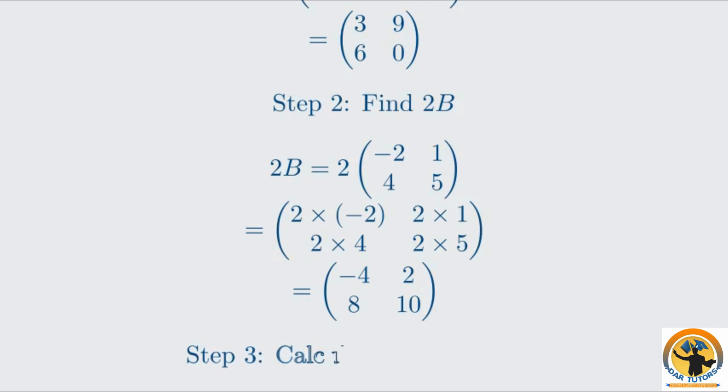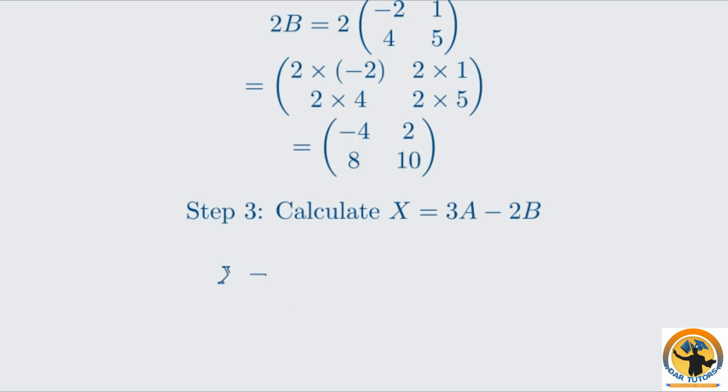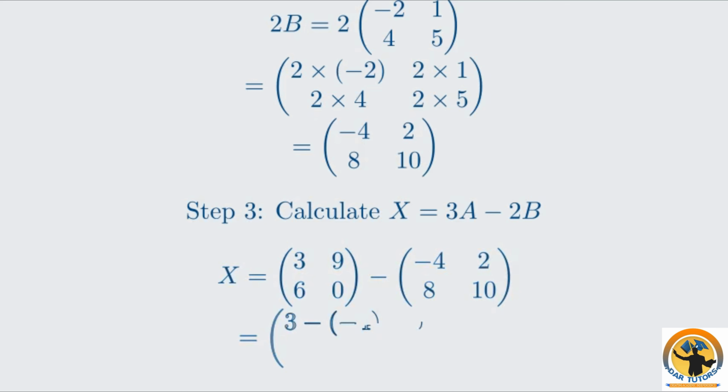Step 3 is to perform the subtraction. Now we substitute our results back into the equation x equals 3a minus 2b. Both matrices have the same order 2 by 2, so the subtraction is defined. We subtract the corresponding elements.